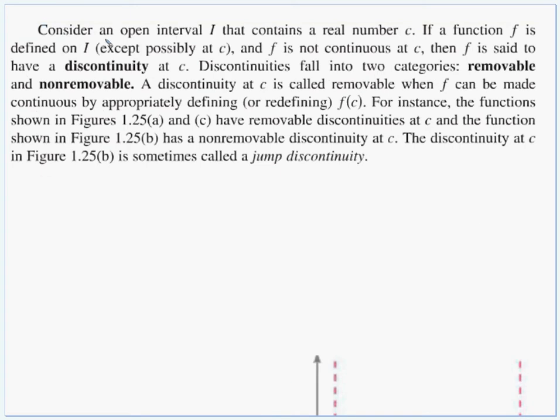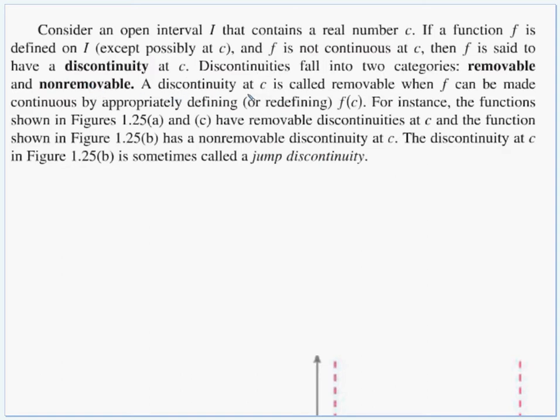So now the book says, consider an open interval I that contains a real number c. If function f is defined on that interval, except maybe at point c itself, and f is not continuous at c, then f is said to have a discontinuity at that point c. Discontinuities can fall into 2 categories. They're either removable or non-removable.